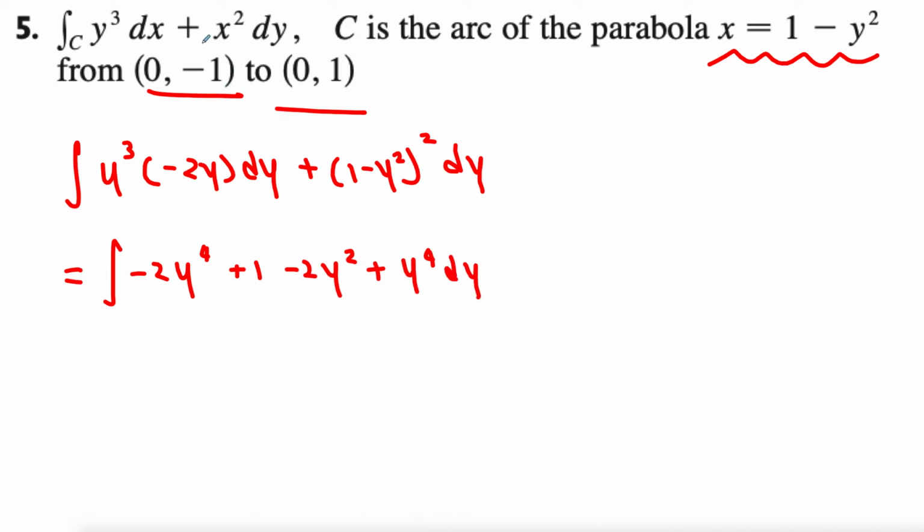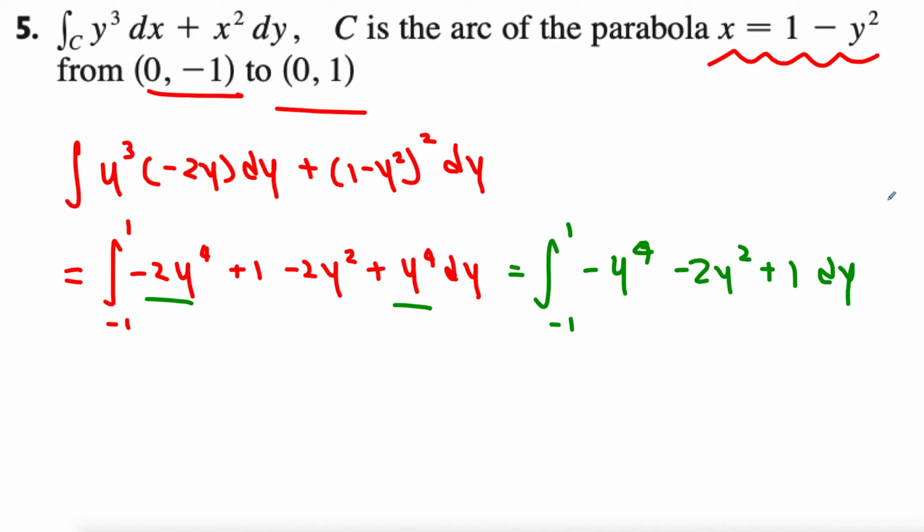And then you know that y goes from -1 through 1. So that's basically what we end up getting. Now, when you simplify these two terms, we're going to get the integral from -1 through 1 of negative y to the 4th power minus 2y squared plus 1 dy. Now let us integrate this one so that we get negative y to the 5th power over 5, and then minus 2 over 3 y to the third power plus y.